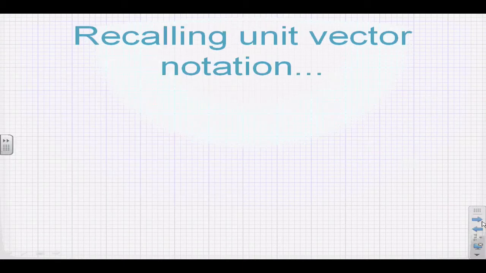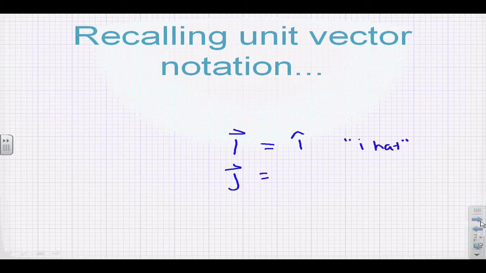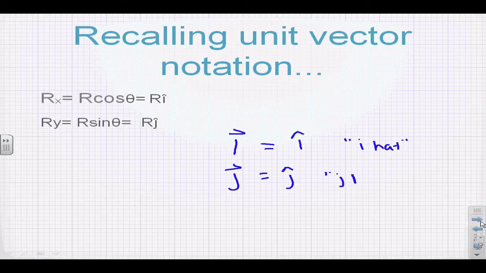We can also do this with unit vector notation. The x component of the vector is r times cosine theta, and we label that r i with a little hat on the top. Now in the previous lecture, you saw the same thing drawn like this. They are equivalent to the i with the little hat, we call that i hat, and the j with the little hat, we call that j hat. Those are representations of unit vectors. And then the y component, which is r times sine of theta, is just r times j hat.